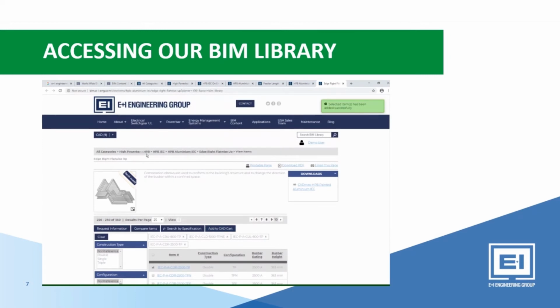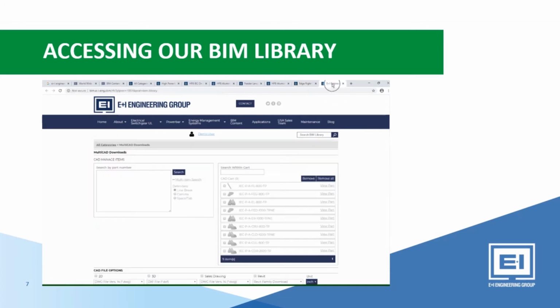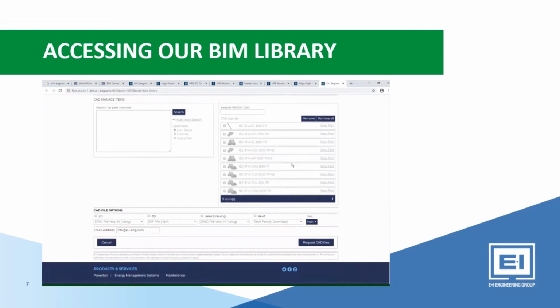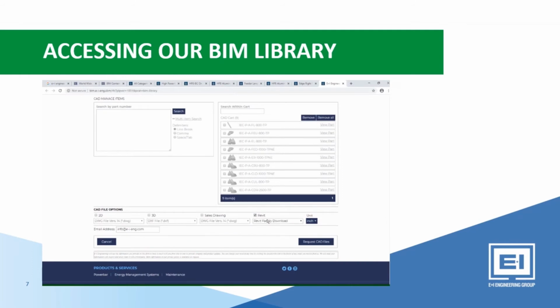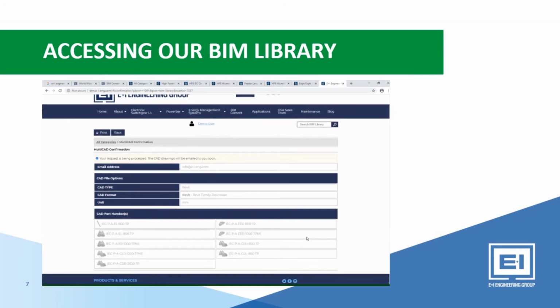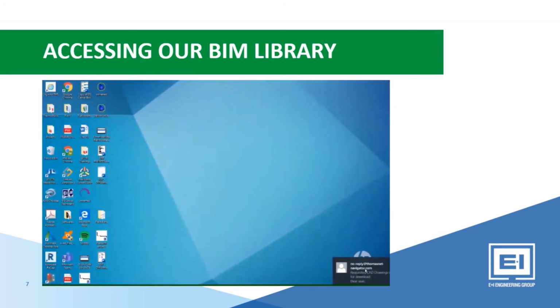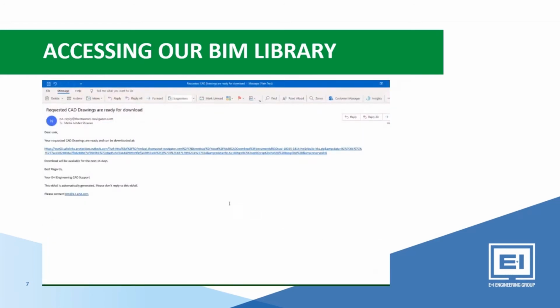Once all items have been added to your cart, click the CAD button, then request CAD files. Here, you can view and remove any models that are not needed. Next, in the CAD file options section, you will select your file format, which in this case will be Revit, and the unit is millimeters. Enter your email address and select Request CAD files. The drawing will be sent via email. Click on the link and unzip the file into your preferred location.